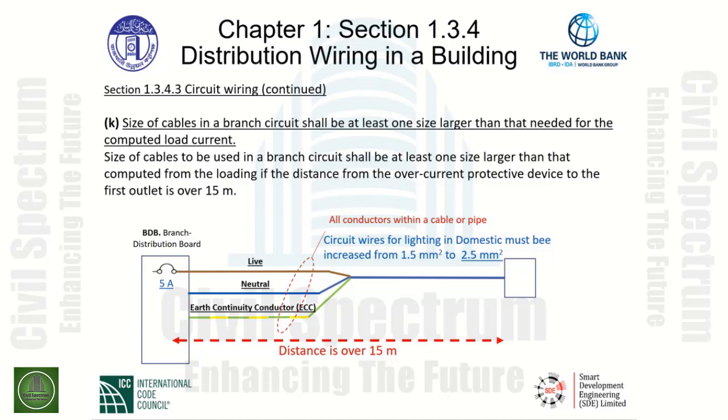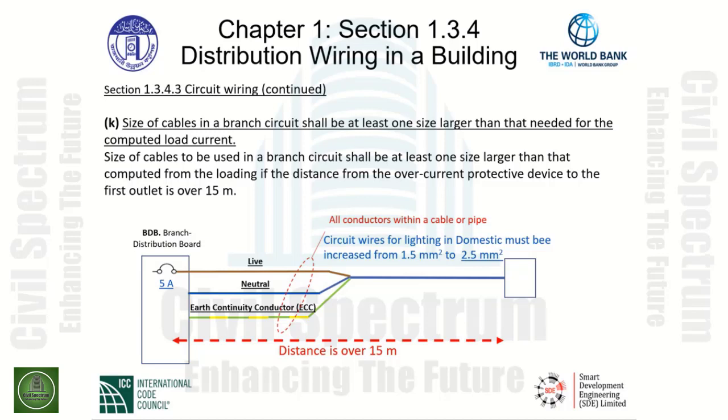In that branch distribution board, we have a 5 amp circuit breaker that protects the conductors of a branch circuit. The conductors are seen exiting the branch distribution board. We have a live conductor, a neutral conductor, and our earth continuity conductor. The total distance measured in this case is over 15 meters.